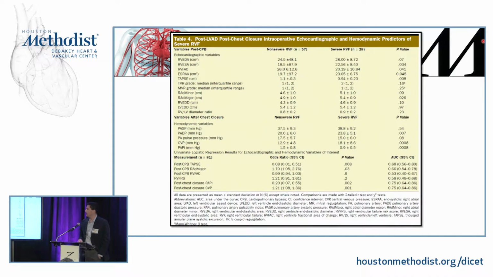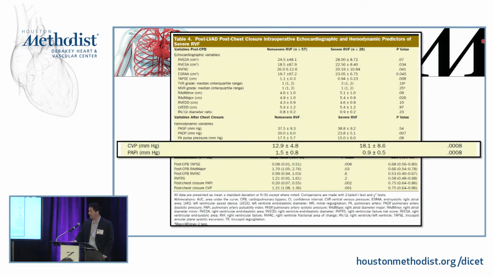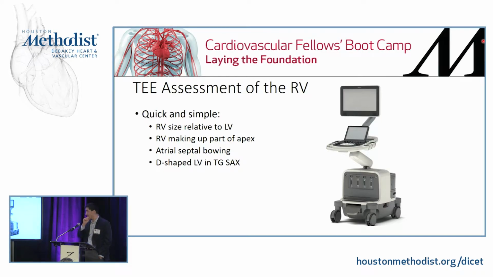And again, with the data after the chest was closed, looking at the same variables, some of the echo variables achieved statistical significance, but the CVP and PAPI were again the most closely associated with RV function, and had the lowest p-value. One of the caveats to this study is that they used the INTERMACS definition for RV failure, so CVP was part of what they used to define RV failure, so if you're using it to define it, it'll probably be associated with it. So we don't have to throw away the TE probe just yet.